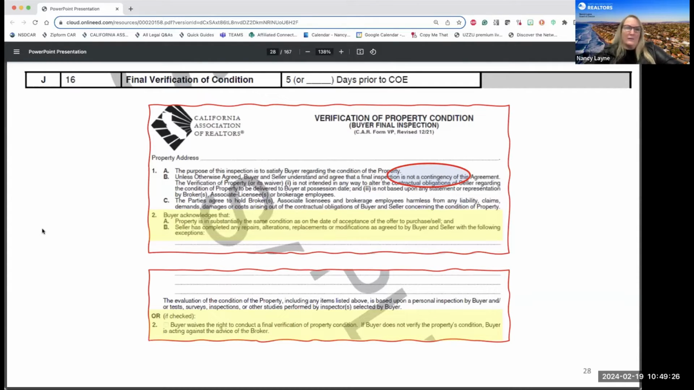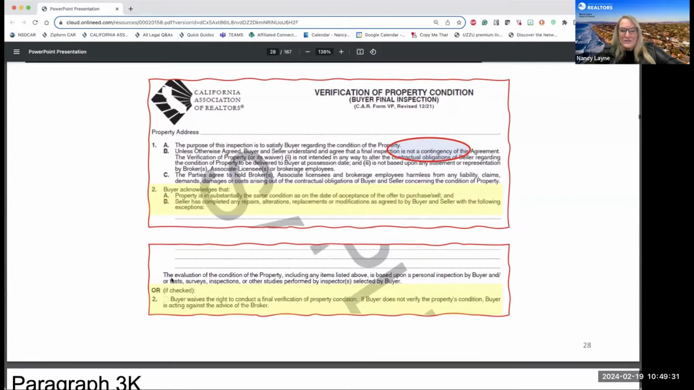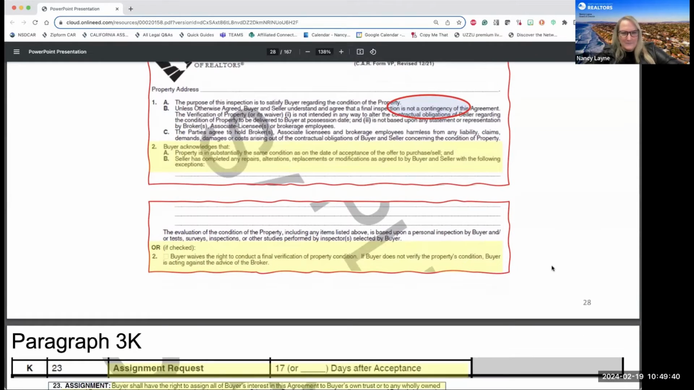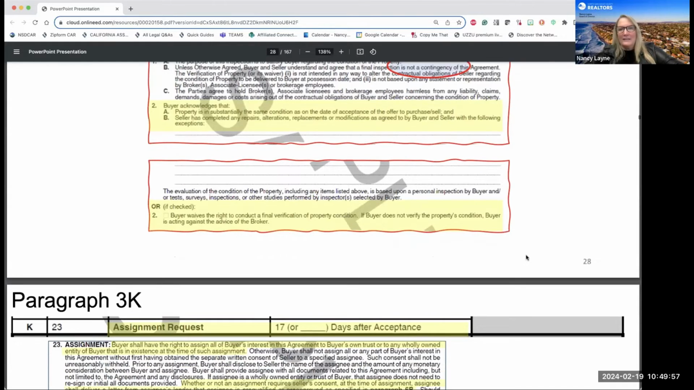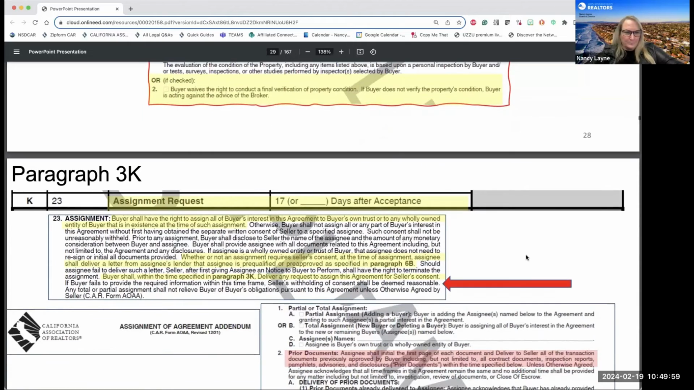Always. The seller can always say no. In fact, it even says in the contract that the seller doesn't even have to answer. So this is a clarification of what that means, that the property is substantially in the same condition as on the date of acceptance. That means it was sold as is. If the buyer, for some reason, doesn't care about the condition of the property, and we did see some of that when people were so frantic to get a property, the buyer waives the right to conduct a final verification. And I love this: buyer is acting against the advice of the broker. Yeah, you should probably walk through the property.